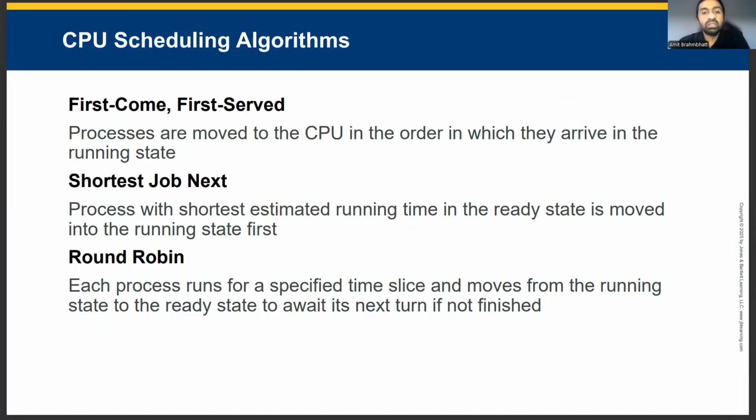There are three major scheduling algorithms. First come, first serve runs processes in arrival order. Simple but potentially inefficient. Shortest job next chooses the process with the shortest estimated running time, optimizing average turnaround time, but requiring good time estimates. And round robin gives each process a fixed time slice, improving fairness and responsiveness. These algorithms illustrate trade-offs between efficiency and fairness.